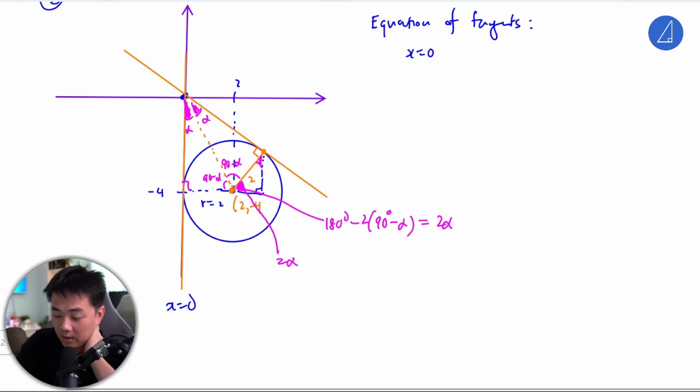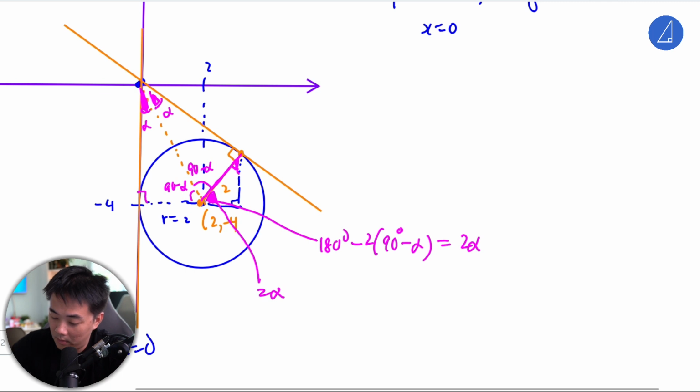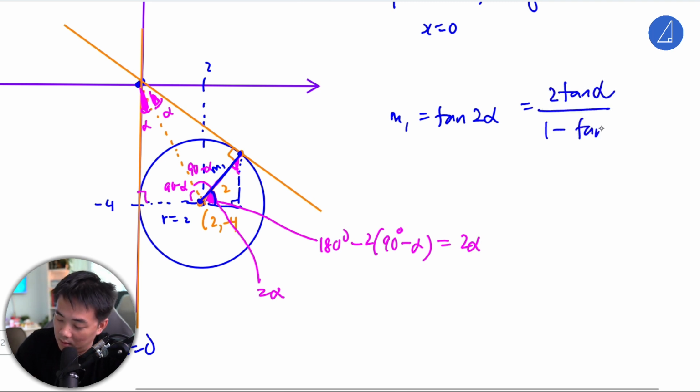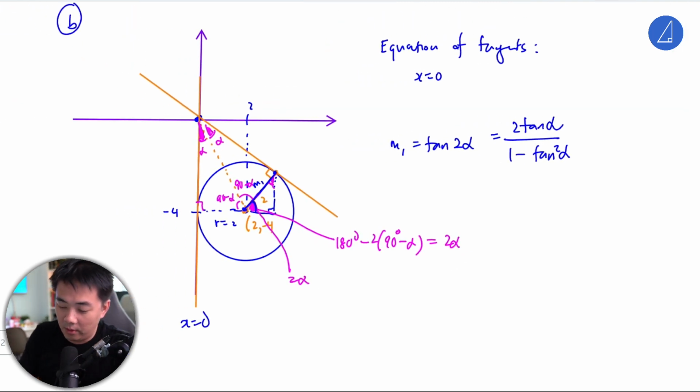So once we're done, now what I want to understand is this gradient here. This gradient here, let me just see, how do I name this point? Okay, doesn't matter. This gradient, this is m1. So m1 is actually tangent of 2 alpha, which is good. We already know the double angle: tan 2 alpha is 2 tan alpha over 1 minus tan square alpha. Okay, so I will do that, but if you are not very comfortable doing this, then just don't do it.